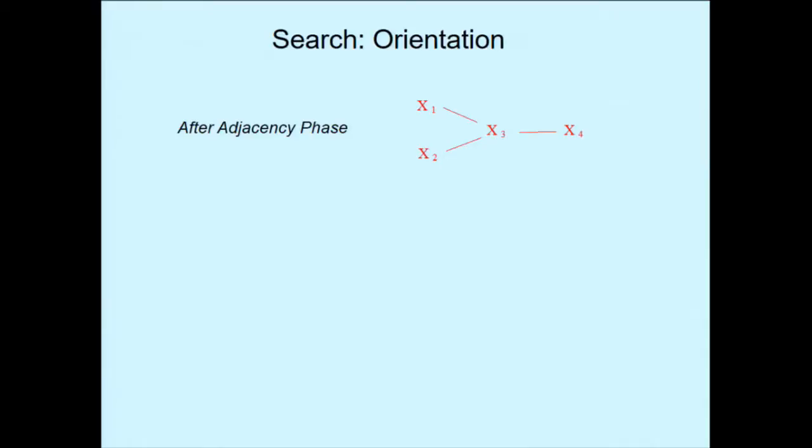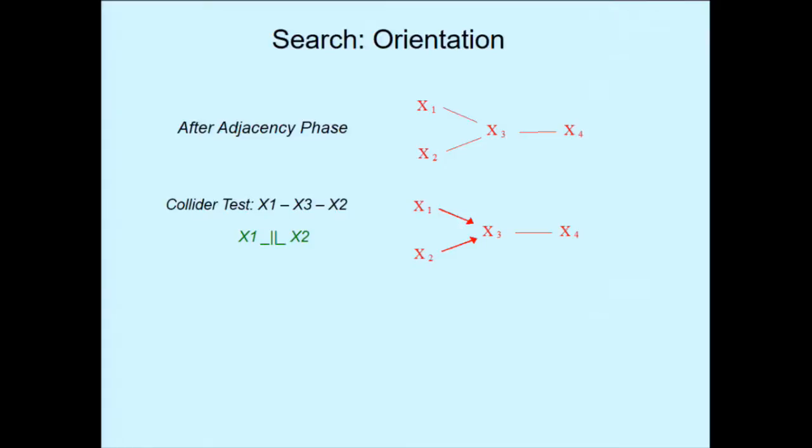Okay, so after the adjacency phase, let's go through what happens in this model. I start out with the adjacencies there, and I do a collider test on 1, 3, 2, which is this triple there. And I see that x1 and x2 are independent, so it does not involve x3 in the separating set. And so I orient that into X3 as a collider. Okay?